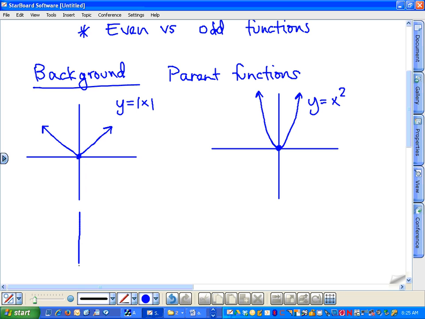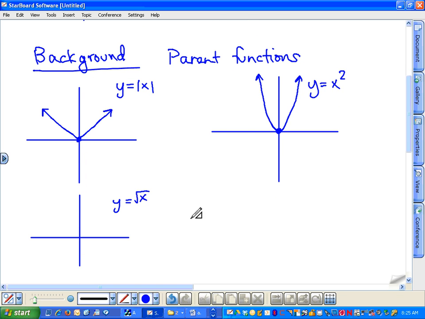Another one that you're going to need to be familiar with for this particular lesson, y equals the square root of x. You need to be familiar with its graph. That one has a starting point at the origin, 0, 0, and it kind of heads off in that direction. That's the square root of x.